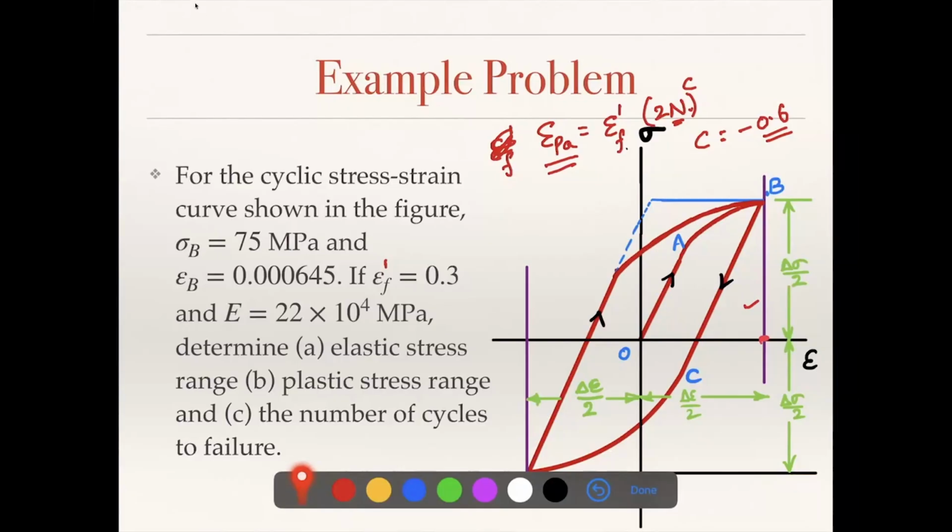4.8 into 10 to the power 4 cycles. So you are saying N is equal to 4.8 into 10 to the power 4 cycles. Everyone got that number? So I'm getting 2.3 into 10 power 6. Okay. Let's try to solve this.